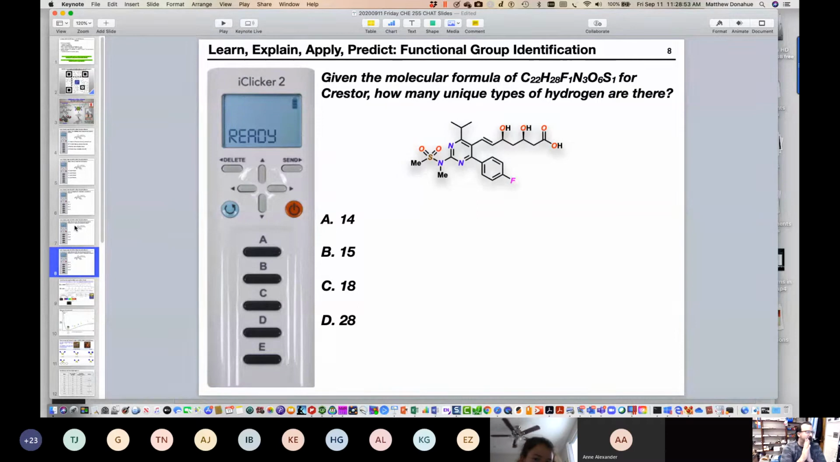So remember to count hydrogens that you see on heteroatoms as well. So those count.